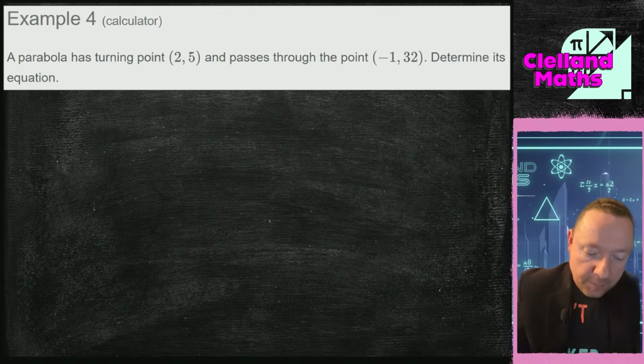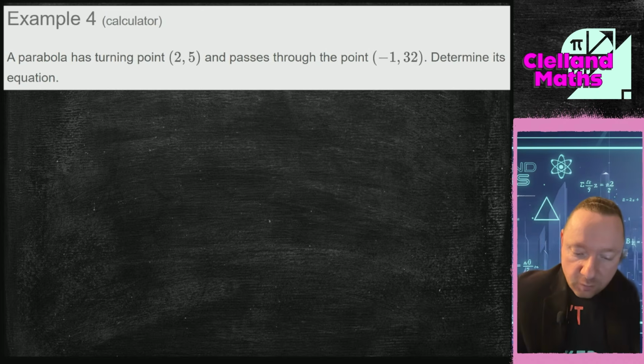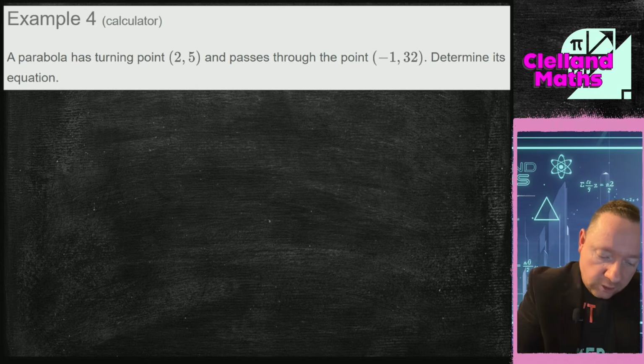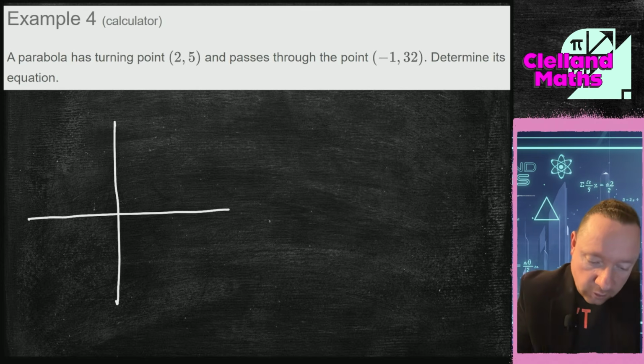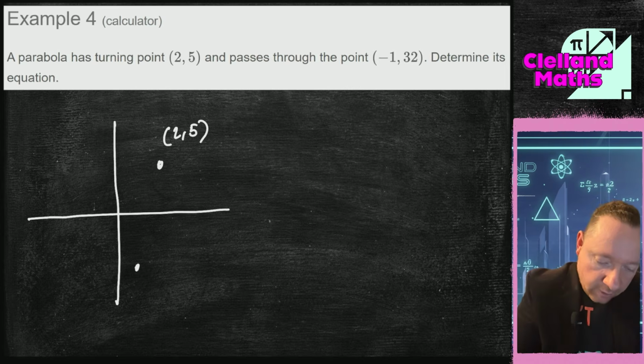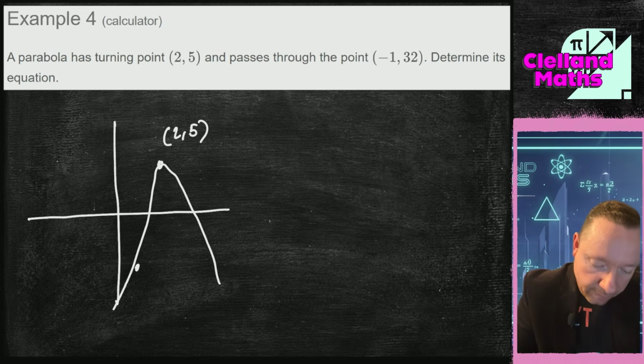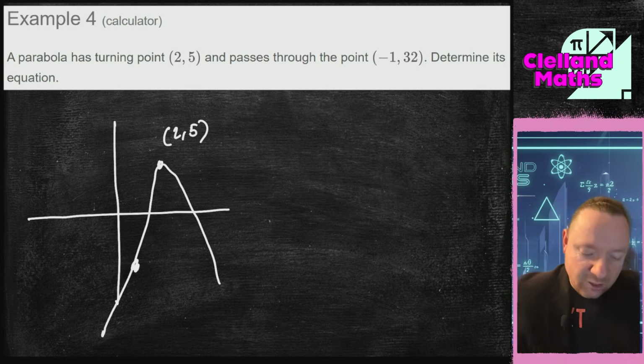Example 4. A parabola has a turning point of (2, 5) and passes through (-1, 32). Determine its equation. So let me just set this up as a wee sketch. It's got a turning point at (2, 5), so along 2, up 5. And it passes through the point (-1, 32), let's say down there. So it probably goes like that, although it could go the other way, it couldn't really go the other way. But that's basically what it's asking us.